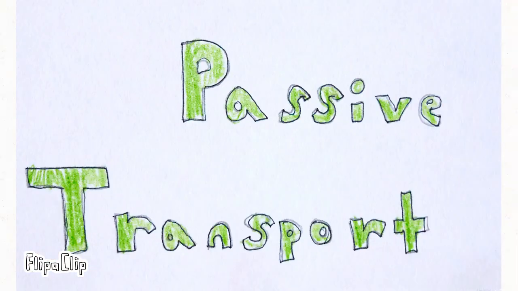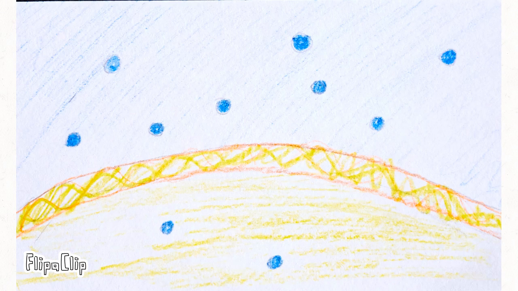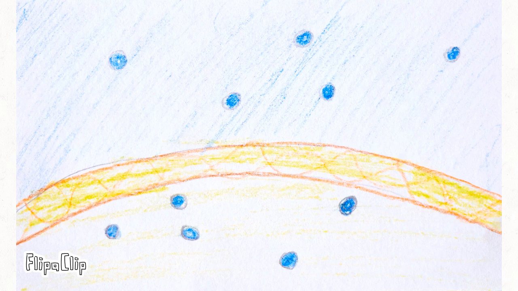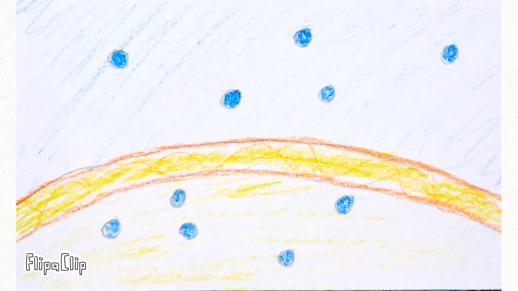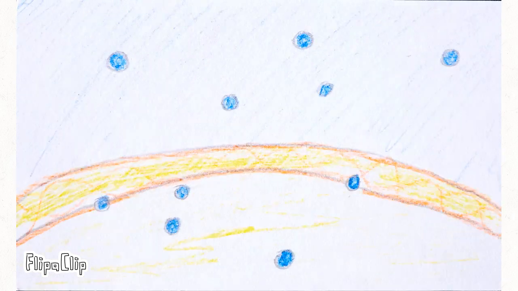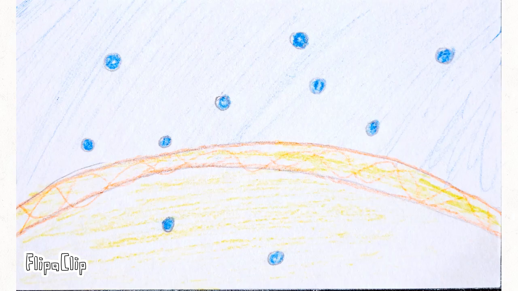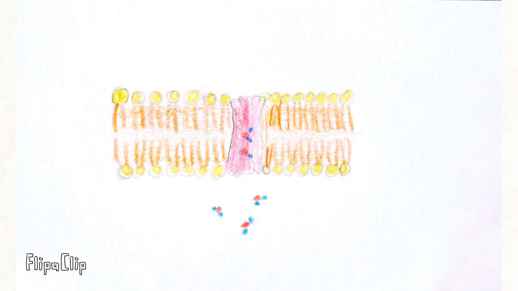First up is passive transport, where particles go from areas of most to least concentration across a cell membrane until both sides are equal. This does not use any cellular energy. Diffusion is basically passive transport.